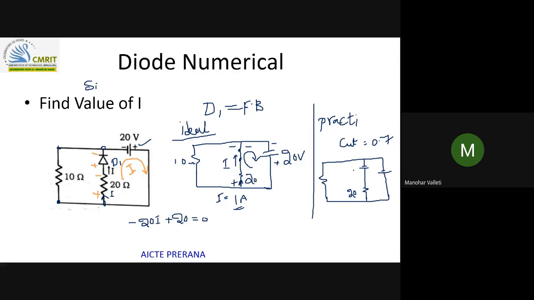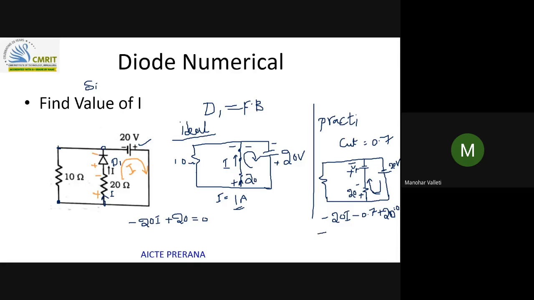This is 20 volts and this is the V gamma source, plus minus. This is also 20. Now try to apply the same concept. Current direction is like this, right? So plus minus. Minus 20I minus 0.7, second sign, minus 0.7 plus 20 equal to 0.